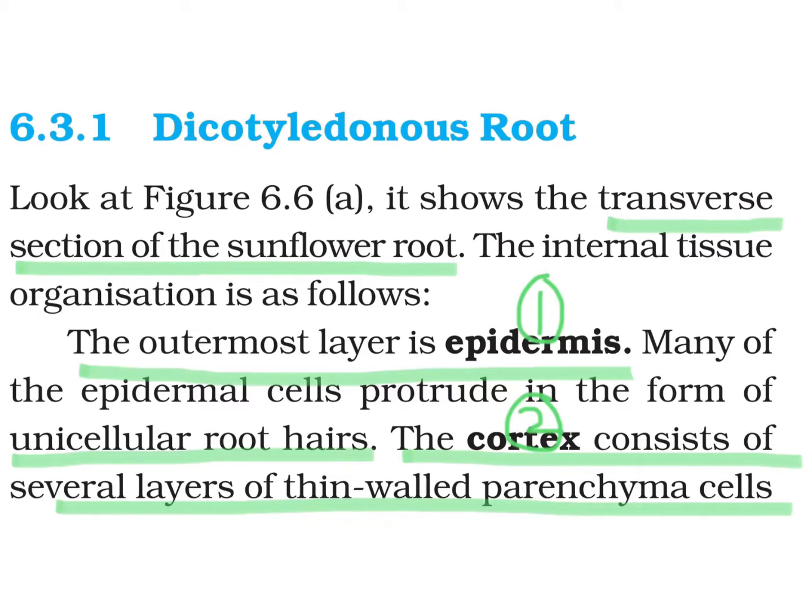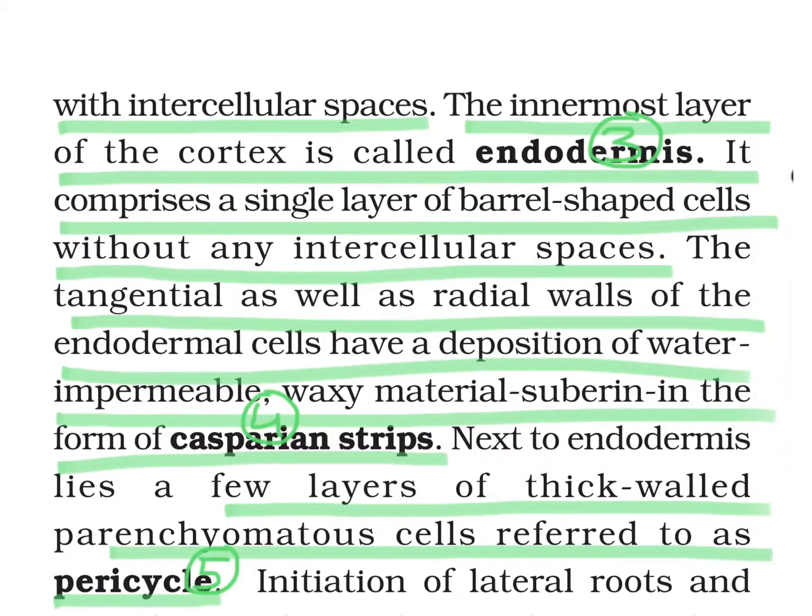So layer after layer we are observing from the outer layer towards the inner layer. The outermost layer is known as epidermis. This will be the first point. The epidermal cells we have described earlier. They are made up of a single parenchymatous layer, and root hairs develop from this outermost epidermal layer. Next to epidermis is cortex. Cortex consists of several layers of thin-walled parenchymatous cells, again, but they have intercellular spaces. The cells are placed loosely.